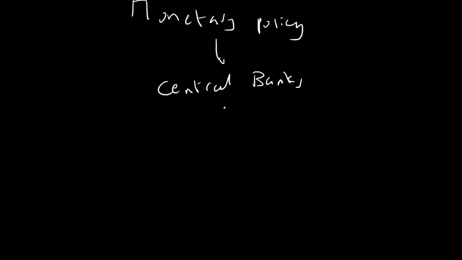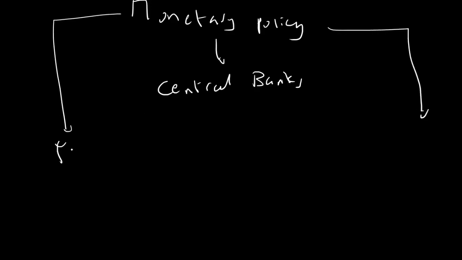So, what are the tools of monetary policy? How can any central bank stabilize the economy using monetary policy? So, two tools. From its name, monetary policy comes from money. Therefore, the first one is money supply, the amount of money in the economy. Second one is interest rate. And usually, these two variables are interdependent.